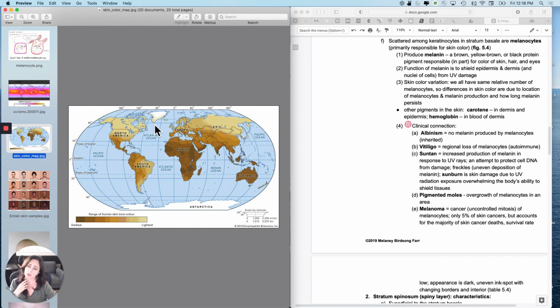Does anybody know what it is as you get closer to the poles? It's actually vitamin D production. So you have less UV radiation, and when darker skin colors exist closer to the poles, you have a hard time getting enough UV in to do vitamin D production. So typically speaking, before we were all moving around everywhere, darker skin closer to the equator, lighter skin closer to the poles. So sort of the historical basis.